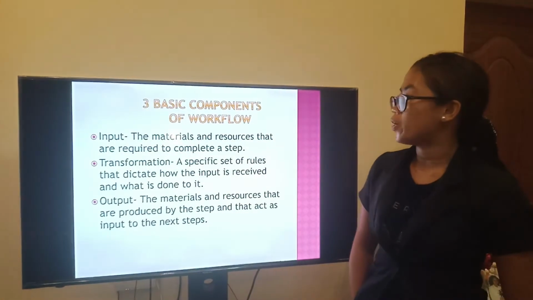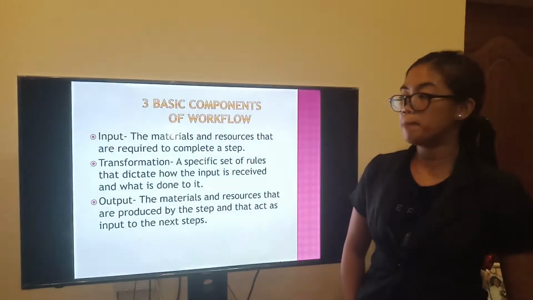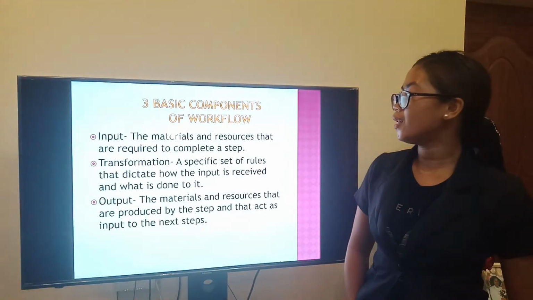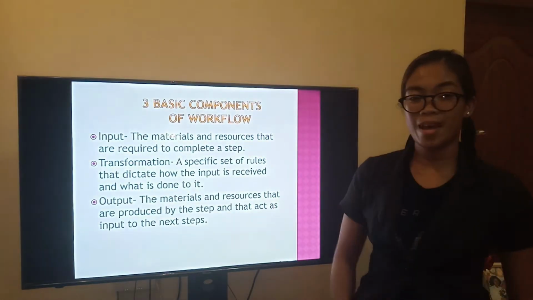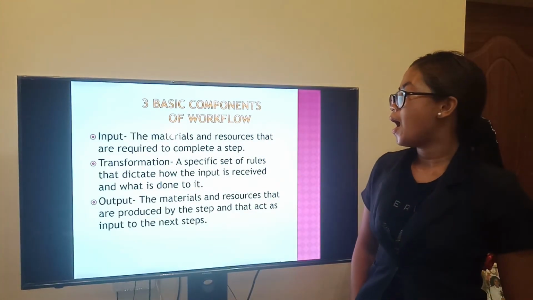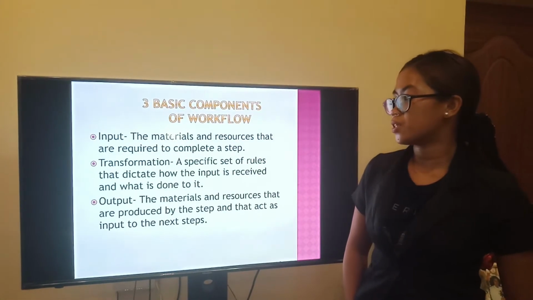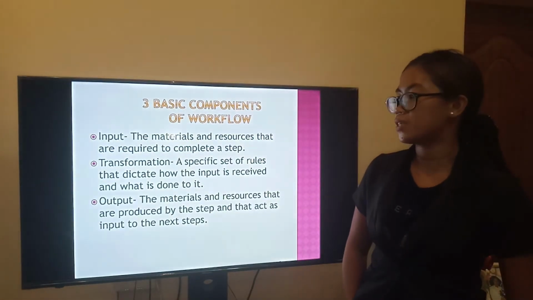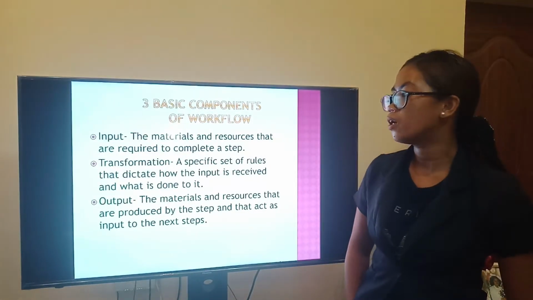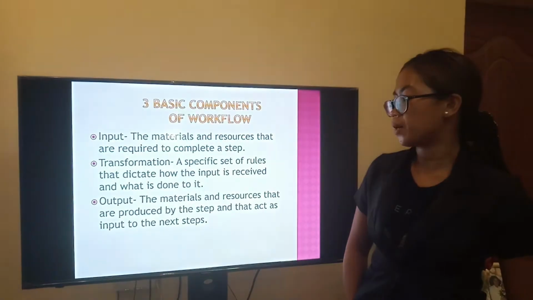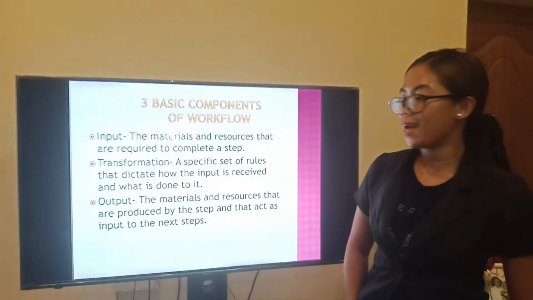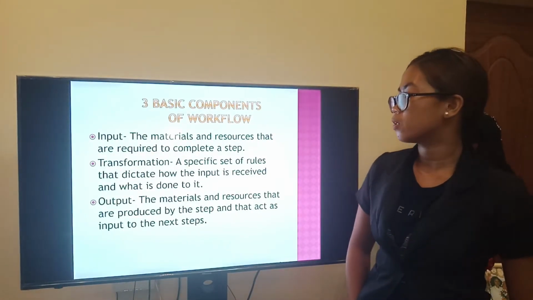Three basic components of workflow. First, input. The materials and resources that are required to complete a step. Second, transformation. A specific set of rules that dictate how the input is received and what is done to it. Third, output. The materials and resources that are produced by the step that act as input to the next steps.